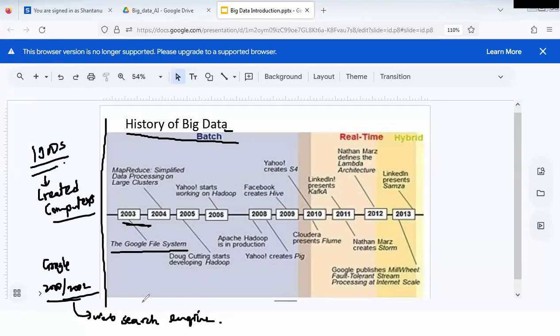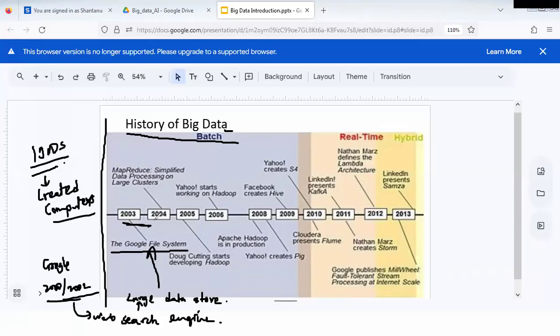Now for this web search engine, they wanted that large amount of data to be stored. If you really want to work on a very good web search engine, you have to work on very large storage of data, because you are going to get a lot of data. So that's why, to store a large amount of data, Google came up with Google File System. Okay, that was in 2003.